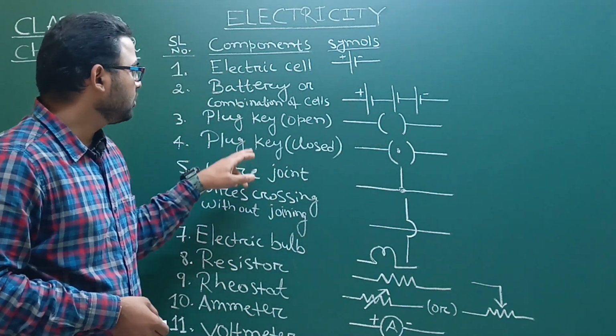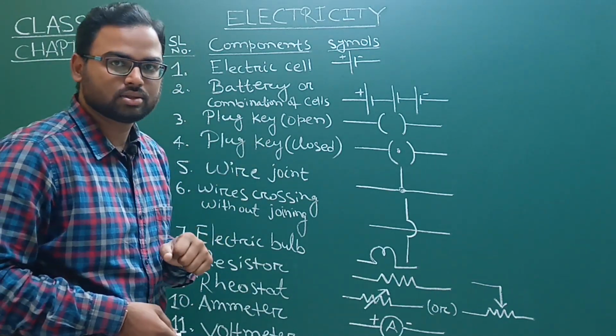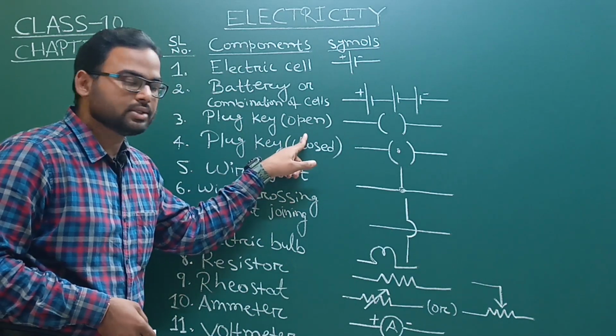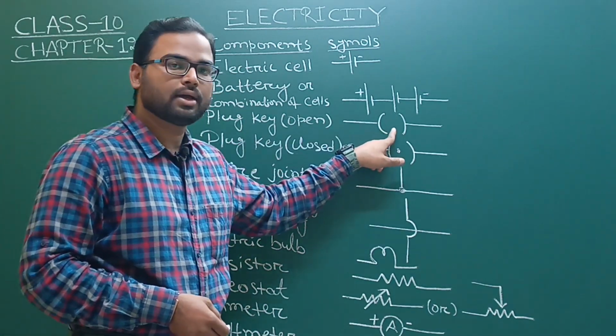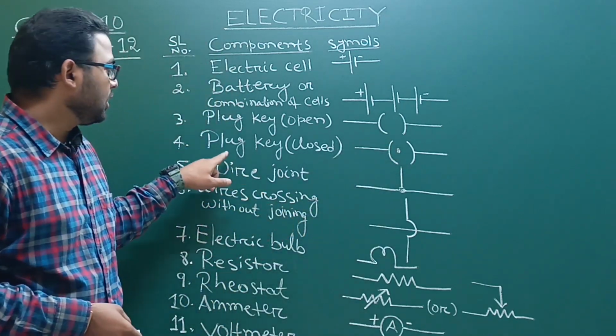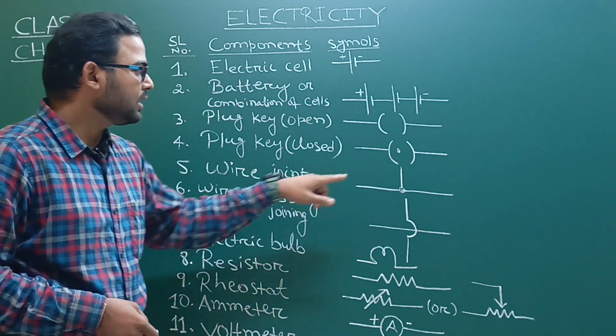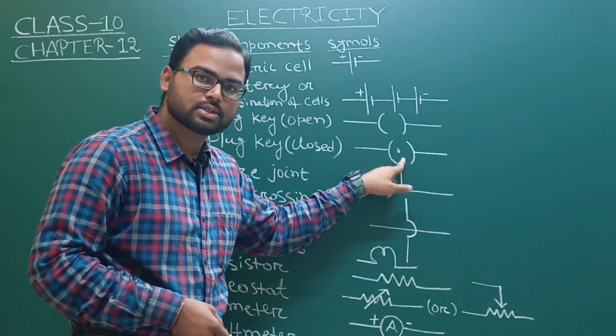Okay. Then the plug key, or we can say switch. If the switch is open, then it is represented by this symbol without the dot. And if the plug key or switch is closed, then it is represented by this symbol.